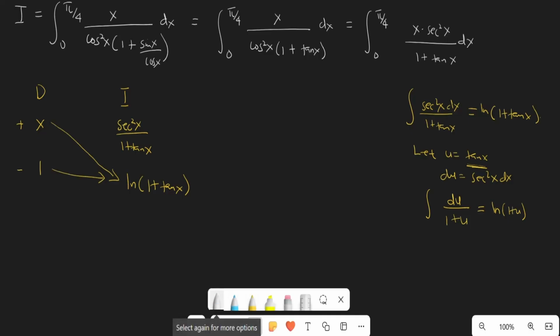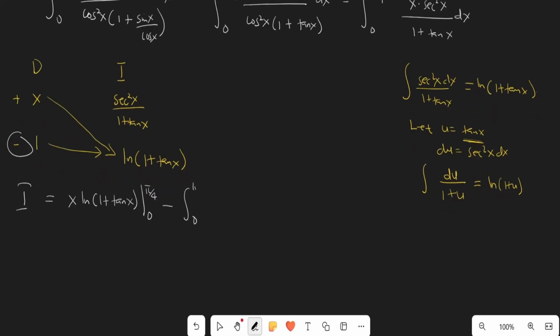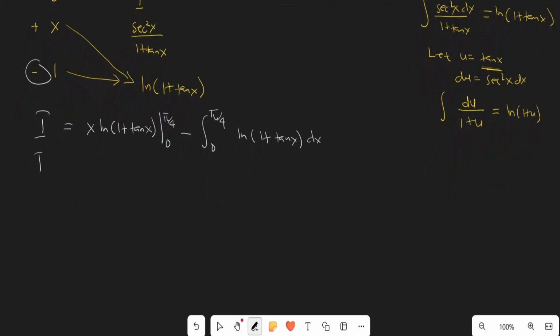So our integral now is what? I is now multiplying diagonal terms. That is going to be x times the natural logarithm of 1 plus the tangent of x, the limits of integration from 0 to pi over 4, minus, that is this guy here, the integral from 0 to pi over 4. Because we are multiplying terms horizontally, we have 1 times the natural logarithm of 1 plus the tangent of x dx. Now let's simplify the limit, shall we?